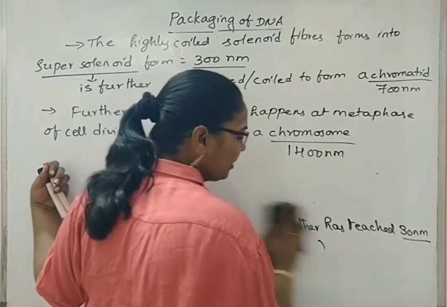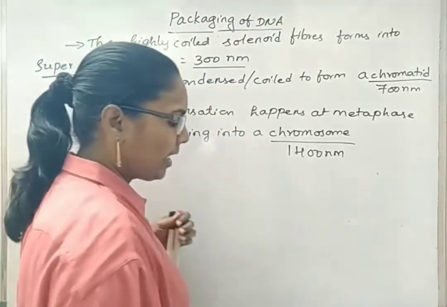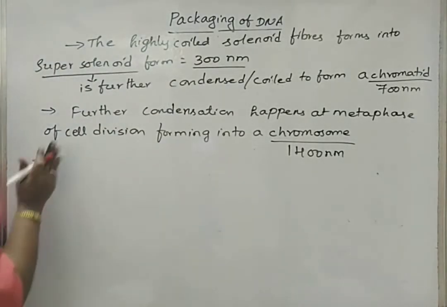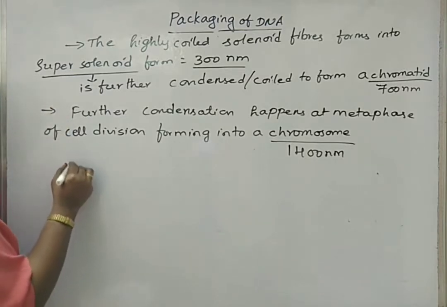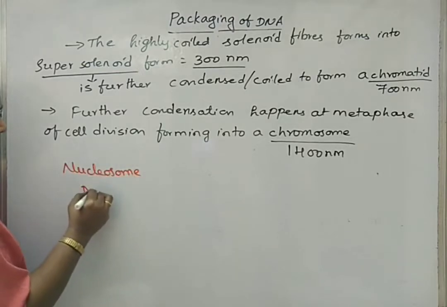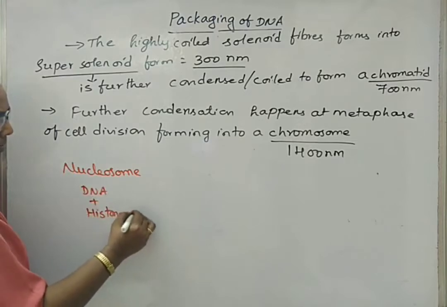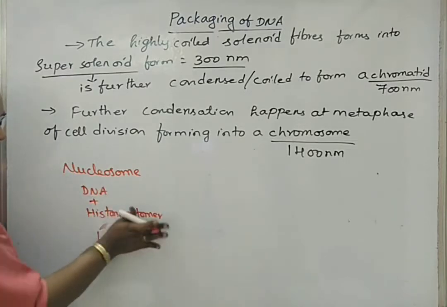In case of higher organisms, an additional set of proteins are present along with histone proteins. Those are called as non-histone chromosomal proteins. Just we'll write a simplified form, that is nucleosome, which is a composition of DNA plus histone octamer.